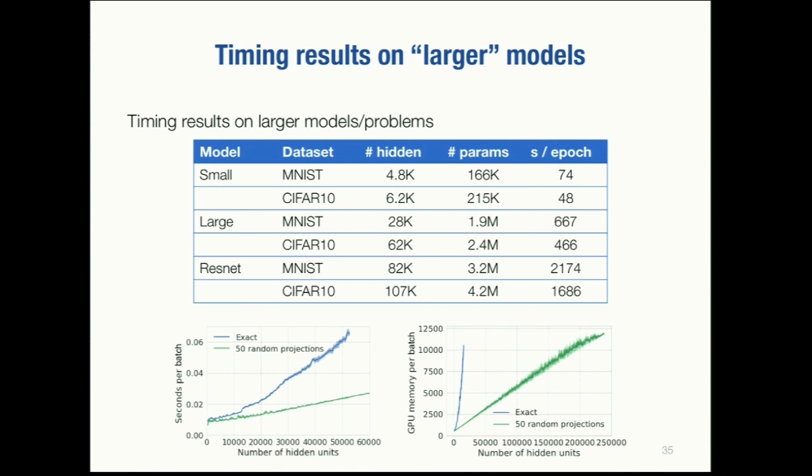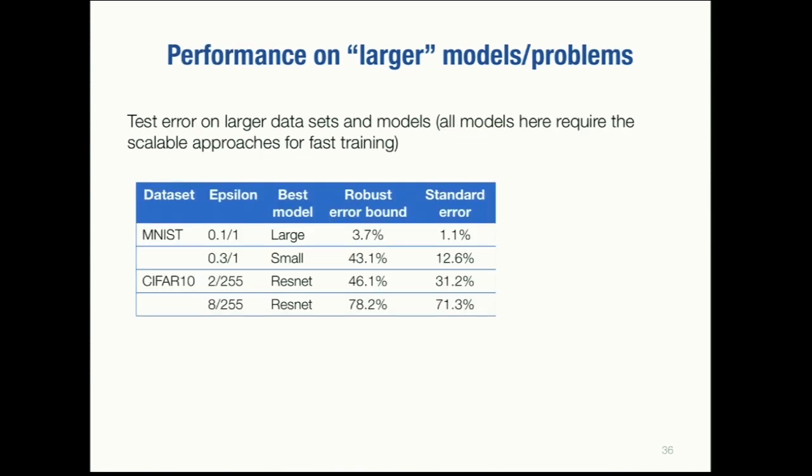Okay, let's talk now about performance on the larger data sets. To answer your question, if you run MNIST with a larger epsilon, where a small model ends up working best, you get 43% error, whereas the standard error of that model is 12.6%. If you do CIFAR, with a relatively small epsilon, you get 46% error and a standard error of 31%. And with ResNet, with two ResNet models, you get this amount, and with a larger epsilon, you get worse performance.